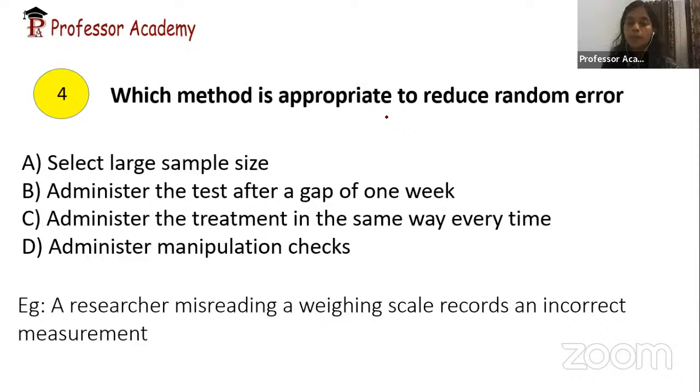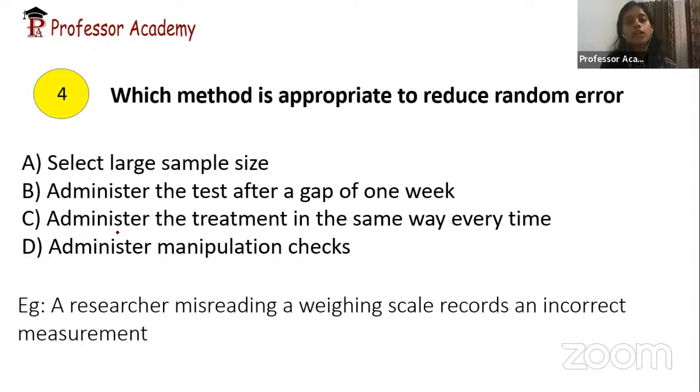Which method is appropriate to reduce random error? Option A, select large sample size. Option B, administer the test after a gap of 1 week. Option C, administer the treatment in same way every time. Option D, administer manipulation checks.